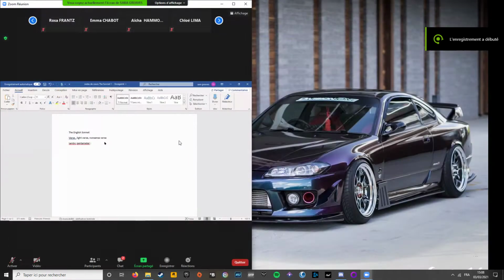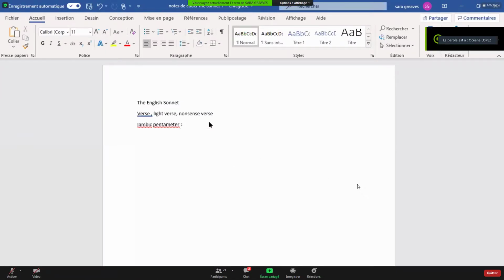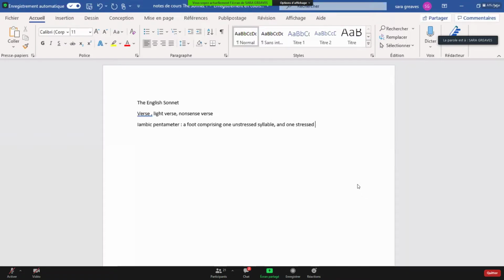Remember, well, is when we have an unstressed syllable and then a stressed one. Exactly right. Comprising one unstressed syllable and one stressed syllable. Exactly. So we could write it like this. This line, diagonal line slash, shows that it's a foot, okay, the contours of the foot.